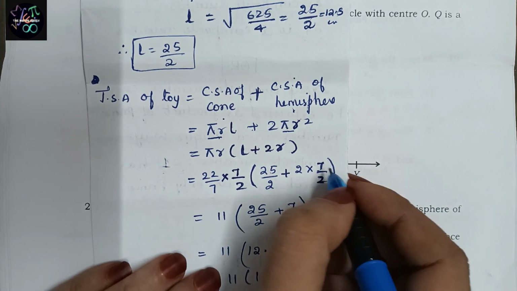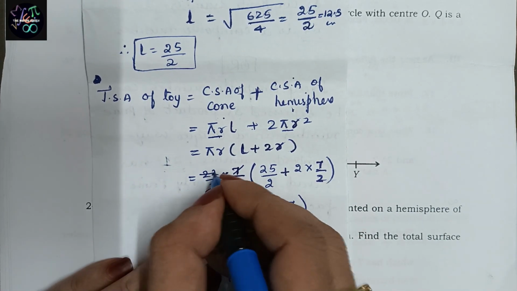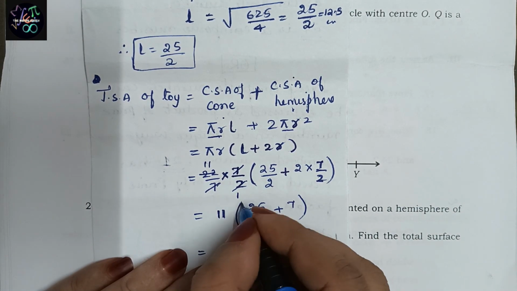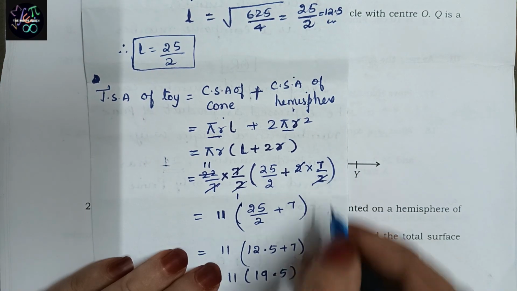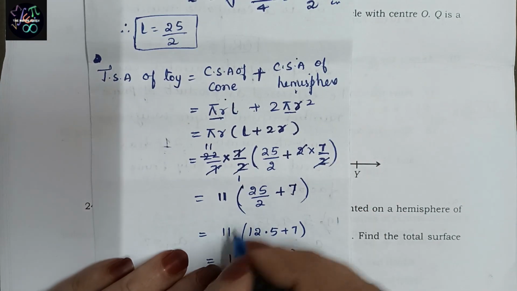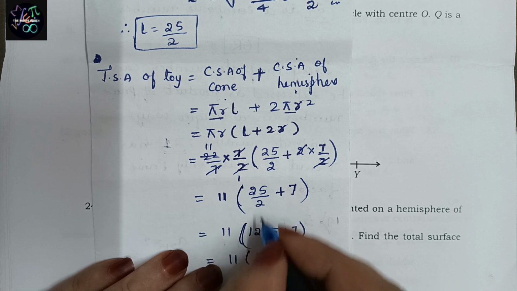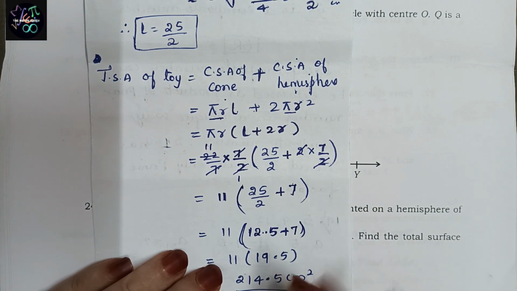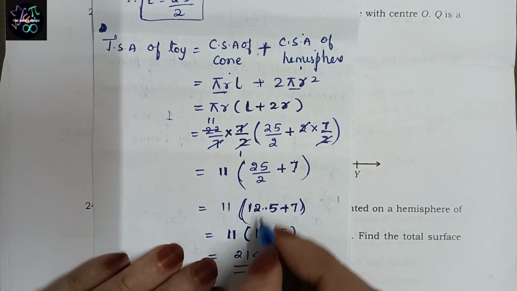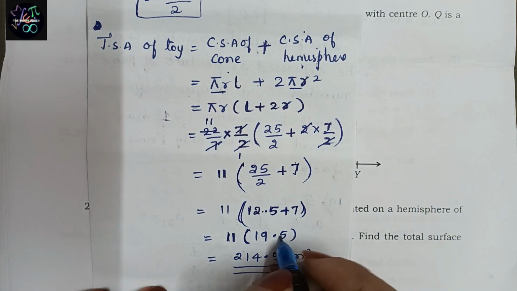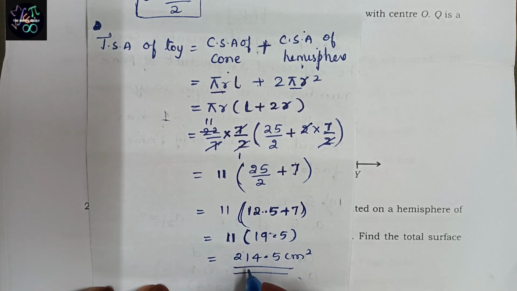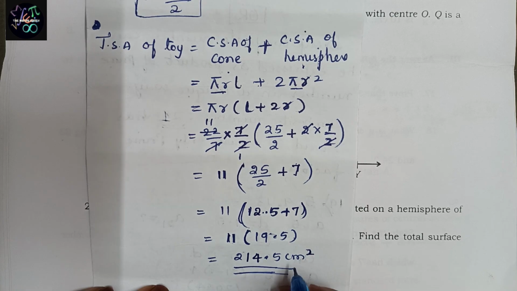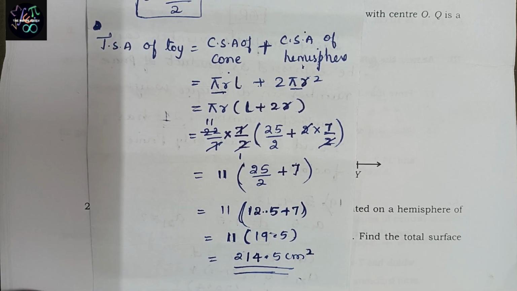In the next step see what I'll do. 7 and 7 get cancelled. 2 1s are 2, 1s are 1s. So what we got? 11. Okay. In the bracket 25 by 2 as it is, these two get cancelled and remains 7. Now 11 by 2 as it is, this 25 by 2 I have written as 12.5, plus 7 as it is. Now 11 into bracket 12.5 plus 7 is 19.5, and 19.5 into 11 if we do, we get 214.5 centimeter square. So this is the total surface area of the toy.